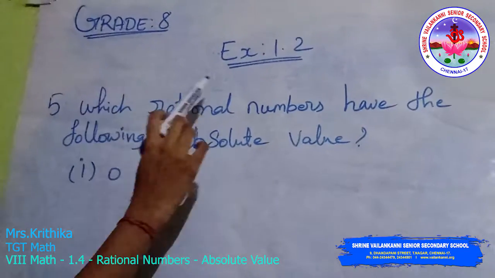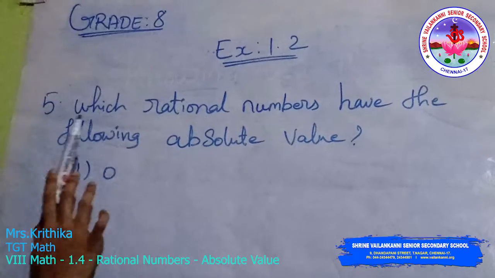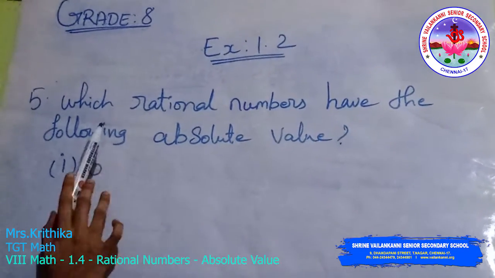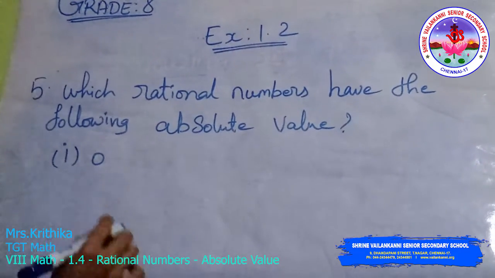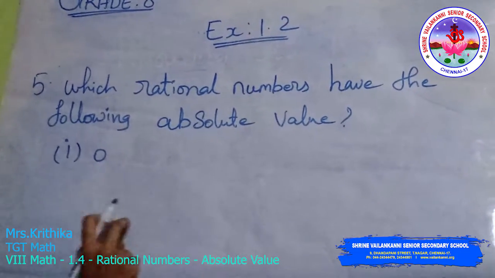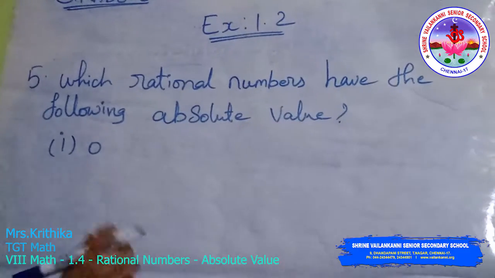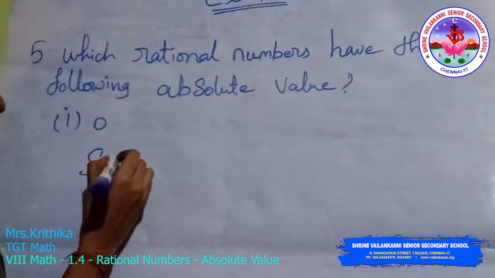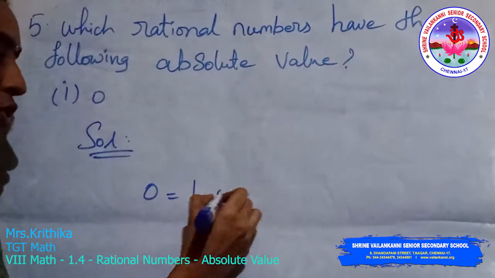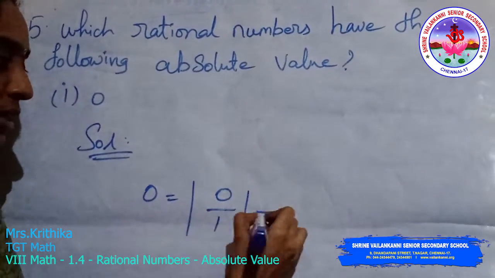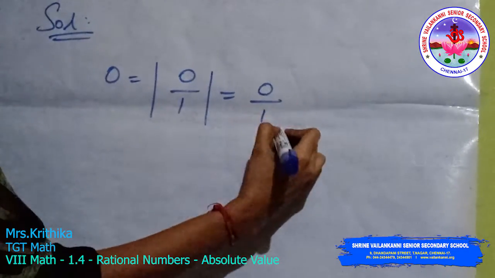Students, exercise 1.2, fifth question. Which rational numbers have the following absolute value? First question is 0. The absolute value is 0. Which is the rational number of 0? Solution: 0 is equal to the absolute value of 0, which is 0 by 1. Rational number is 0 by 1.